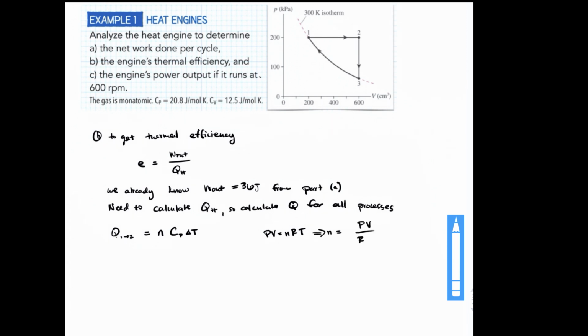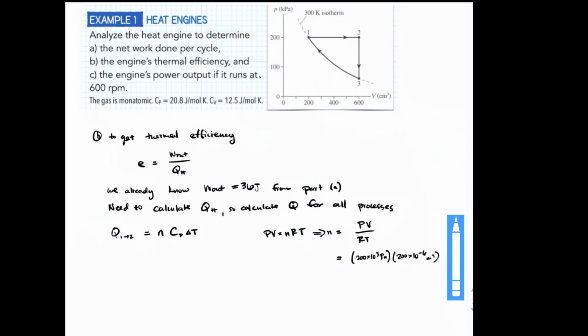And so that takes us back to PV equals nRT. We do know the pressure, the volume, the temperature, and the constant at any one point. So we plug this in, do our calculation, and get our number of moles so we can start calculating heat. Okay, and this is just a review of something we already know how to do.